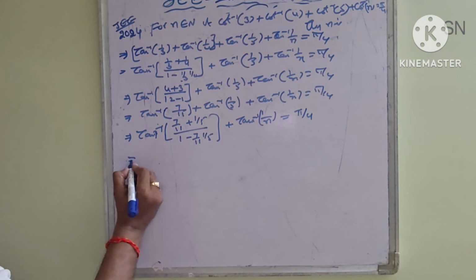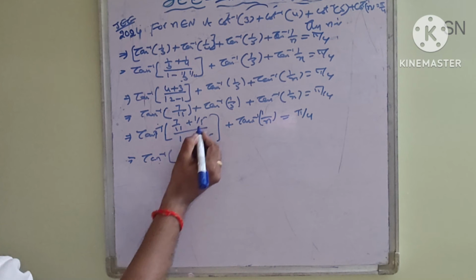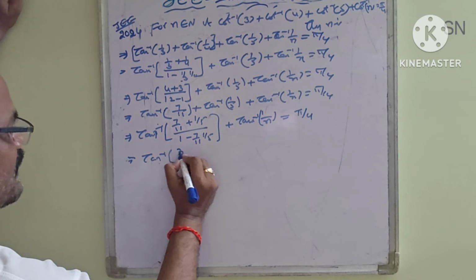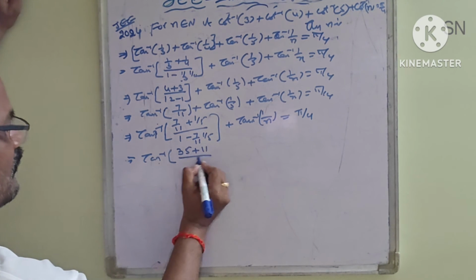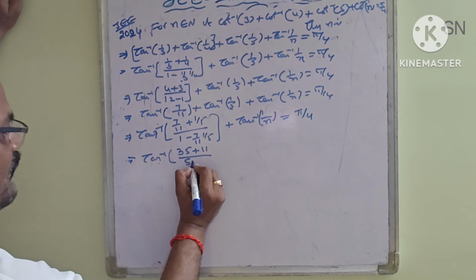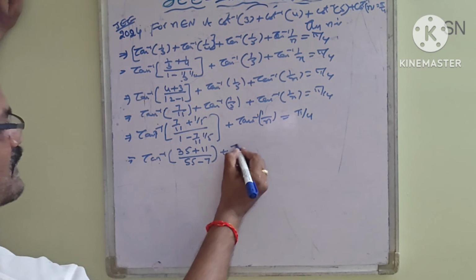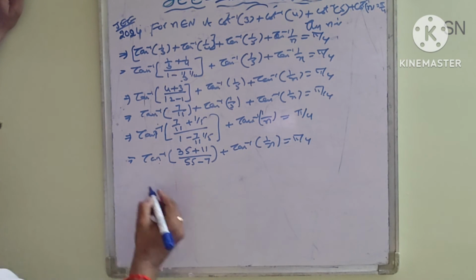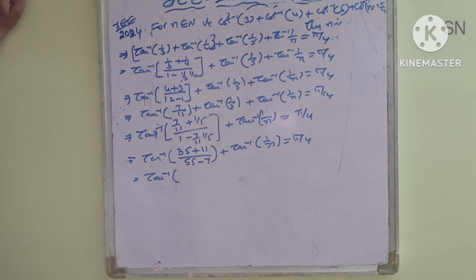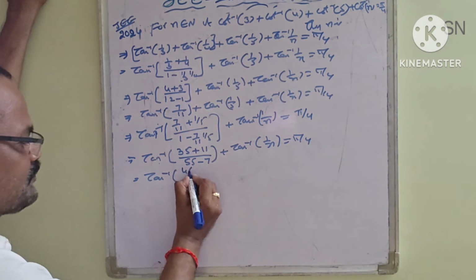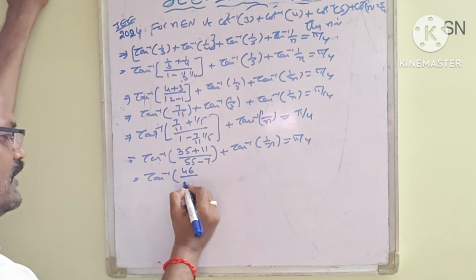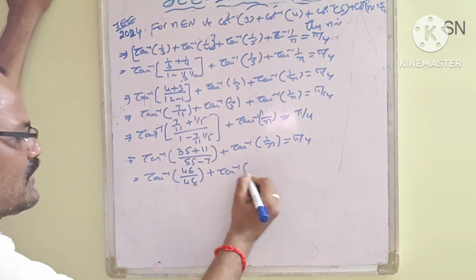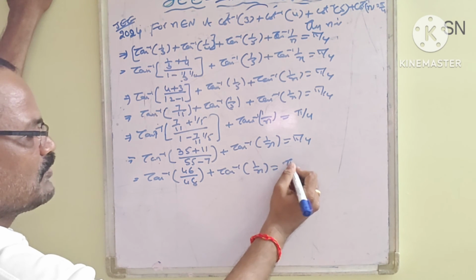Now here tan inverse of, so LCM is 55, both LCM gets cancelled. 7 5s are 35 plus 11, so 11 5s are 55 minus 7. Now plus tan inverse of 1 by n is equal to pi by 4. Now here tan inverse of 46 by, so here 48. So that is plus tan inverse of 1 by n is equal to pi by 4.